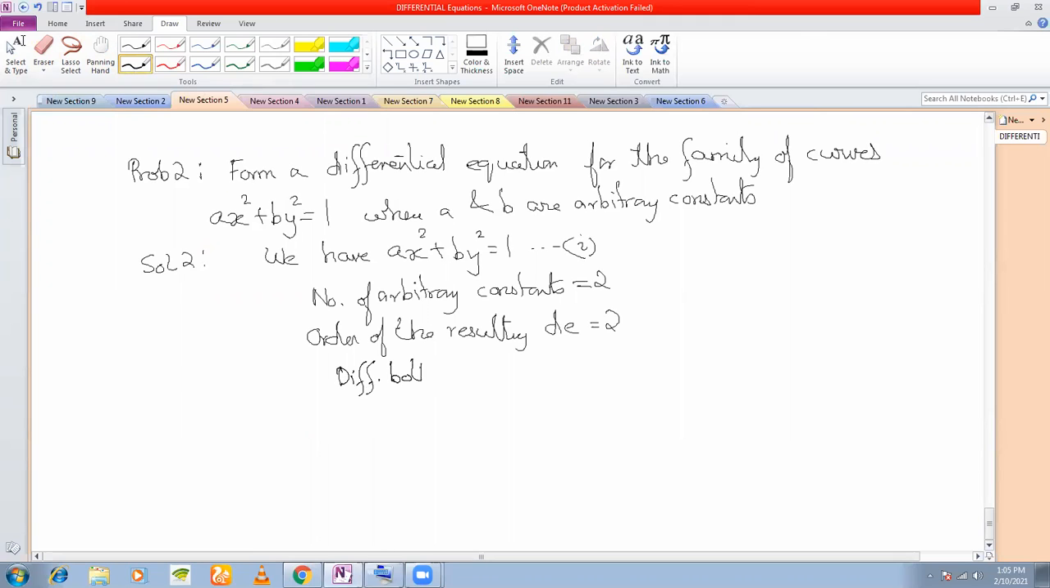This is an implicit function. We are finding dy dx or y dashed. Differentiating both sides of 1 with respect to x, we get, how will you differentiate this? a d/dx of x square, plus b d/dx of y square, is equal to d/dx of 1, which is 0, obviously.